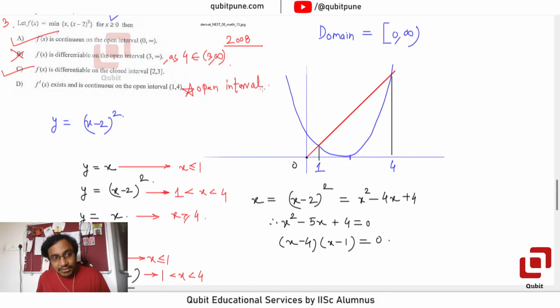Is it continuous? It's continuous. Does it exist? Yes, it does exist. So except B, all options are correct. Let's go through them again. f of x is continuous on the open interval 0 to infinity. Well, no question. Option D, or like, let's go to option B now.